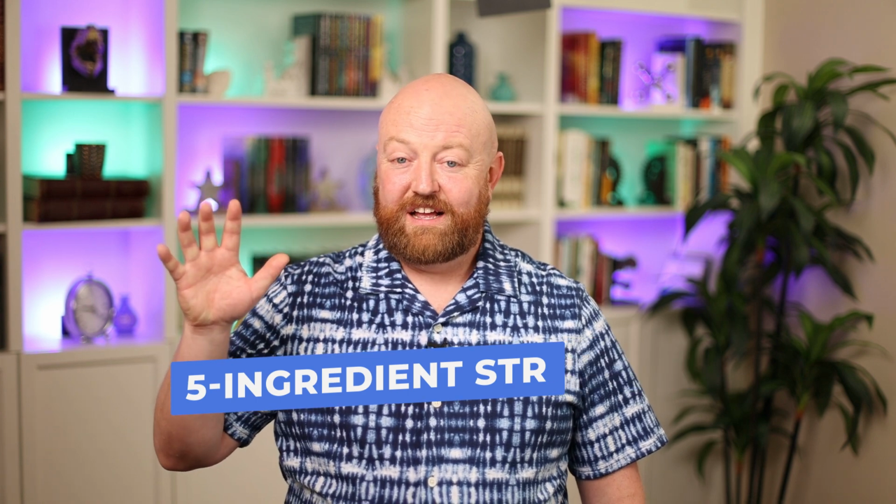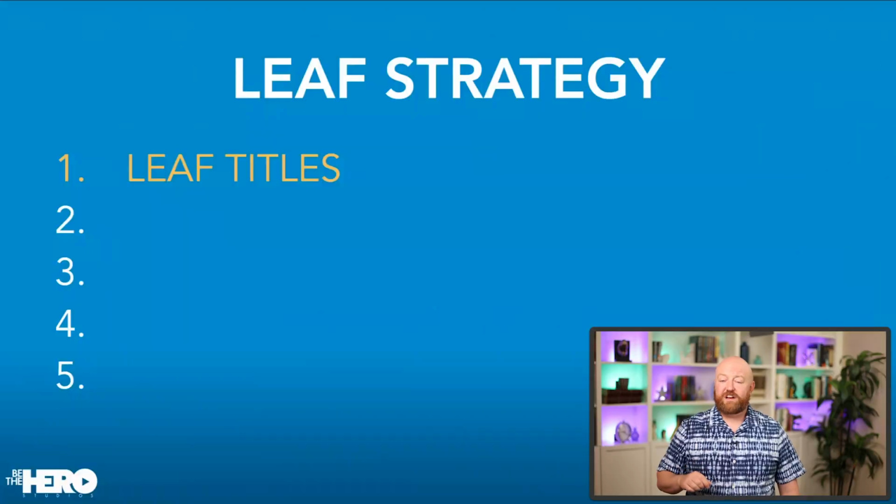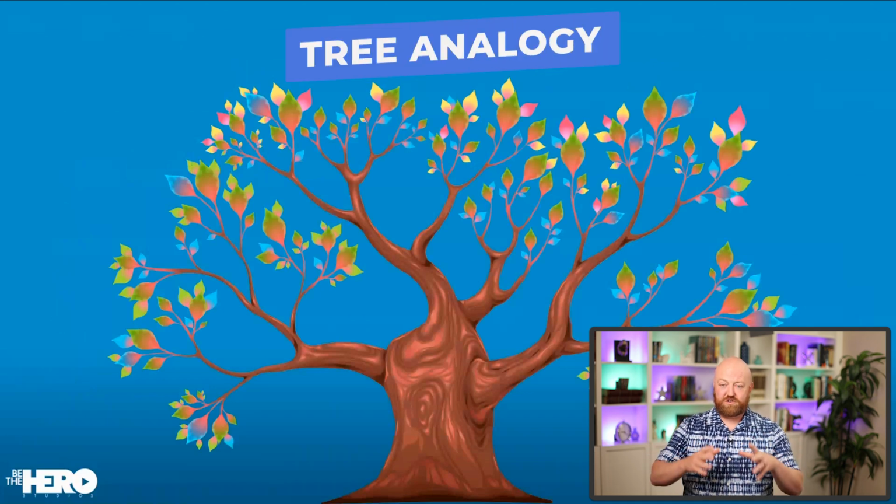So I'm going to share with you the 5-ingredient strategy that if you include all 5 ingredients in your videos, you will get results. You'll generate leads from YouTube. Ingredient number 1 is leaf titles. In order for you to know what a leaf title is, let me share with you my tree analogy. Okay, a tree has a broad trunk that goes out to the branches that goes out to leaves.